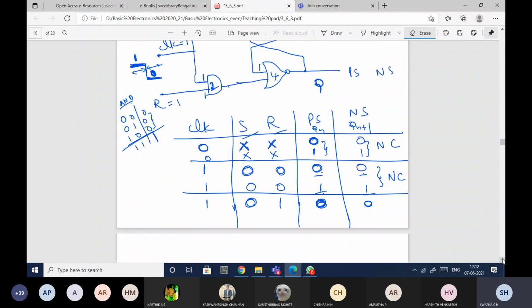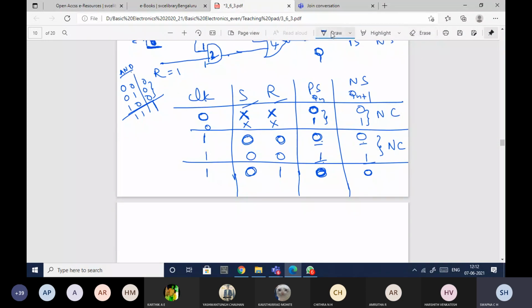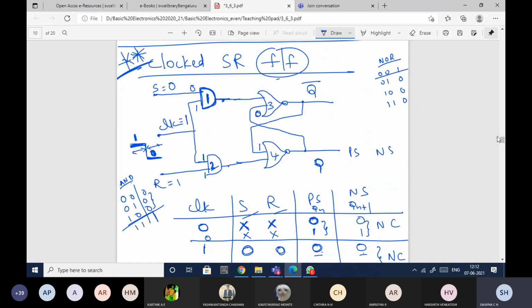What is that next case? Clock is equal to 1, S is equal to 0, R is equal to 1, present state is 1. I need to find out what is the next state. So S is equal to 0, R is equal to 1, clock is equal to 1 and the present state is 1 now. Okay, so I need to analyze what will be the output here. So 0, 1, the output will be equal to 0; 1, 1, the output will be equal to 1.